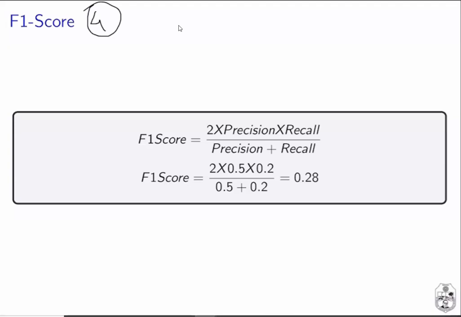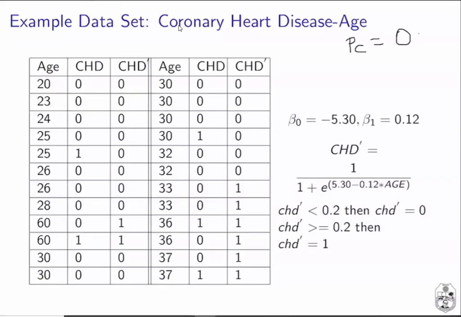Now let us change the critical probability value. In the earlier case our critical probability value was 0.5, and now let us consider the critical probability is 0.2. With 0.2, all the entries with age greater than or equal to 33 will be assigned as suffering from coronary heart disease.